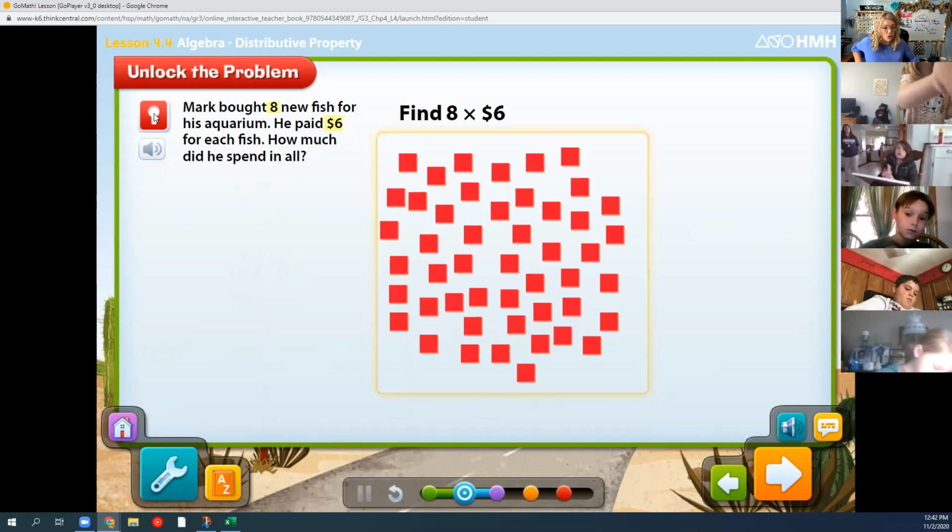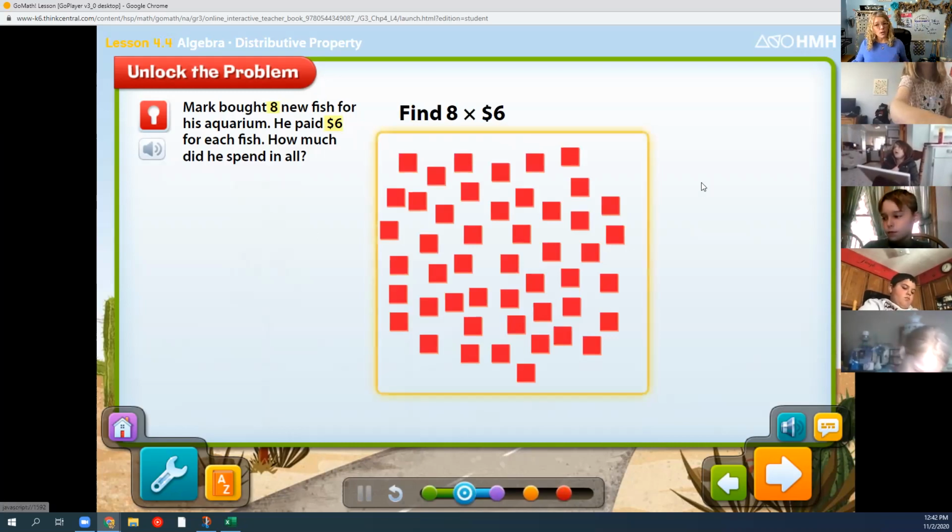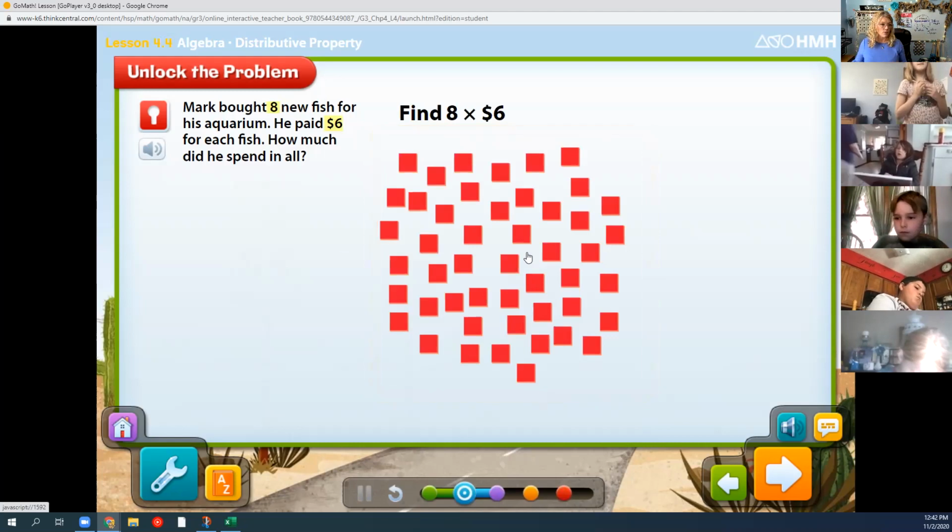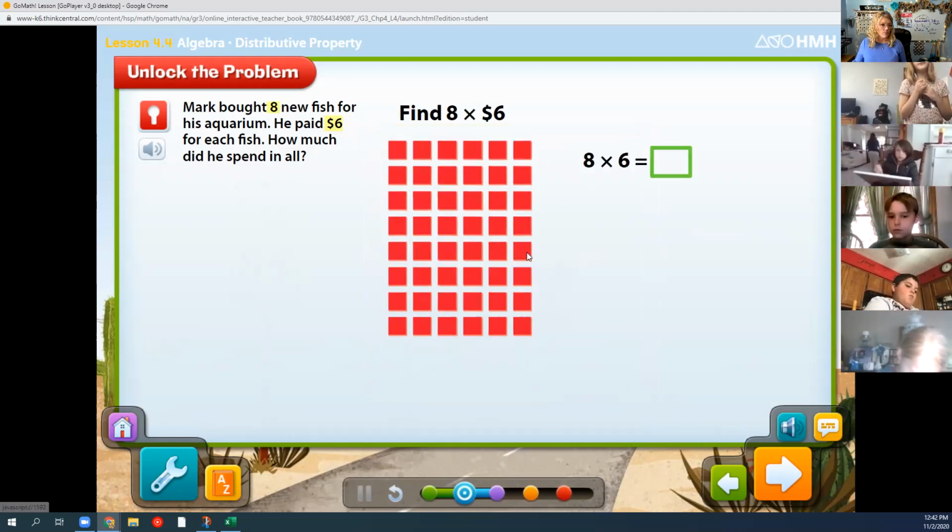Okay, so I showed you how to do distributive property with numbers. Now, again, they're displaying this as squares, as making arrays. So let's make 8 rows of 6. 8 rows of 6. Watch how this is done.